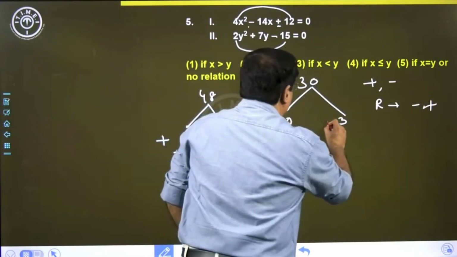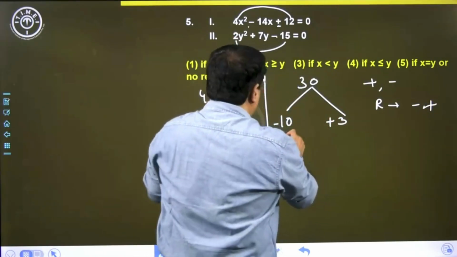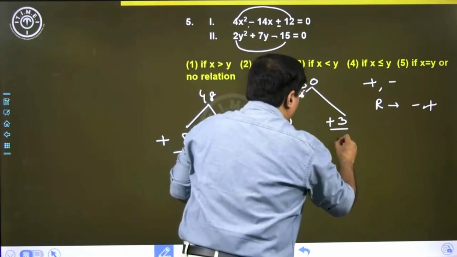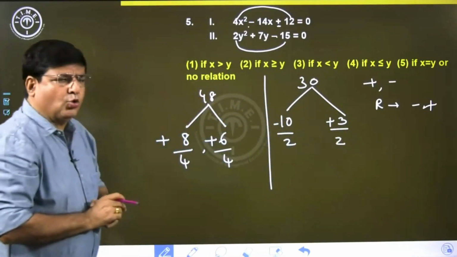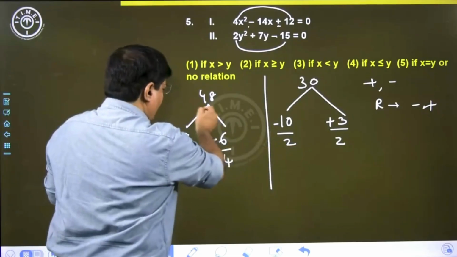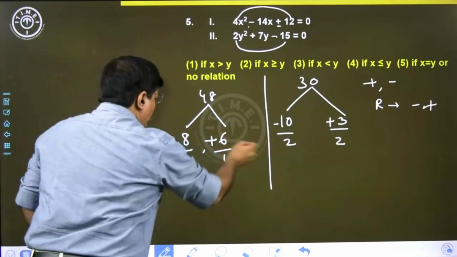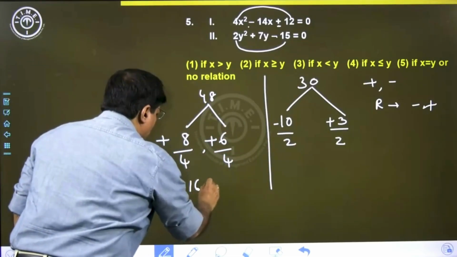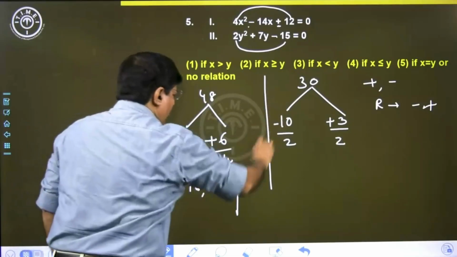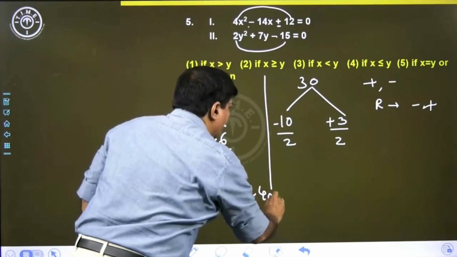So here this will be minus, here this will be plus, divided by the coefficient of y square, that is 2. Now get rid of this 2 and 4, get this 2 here, get this 2 here. So 2 8s are 16, 2 6s are 12, and take this 4 there, minus 40 and 12.